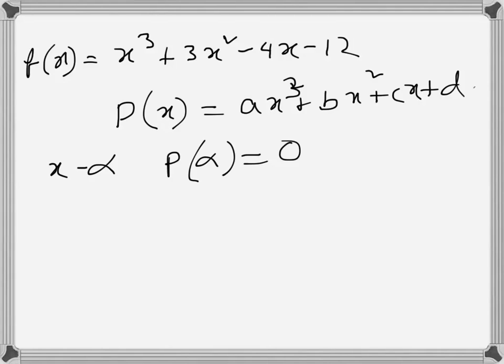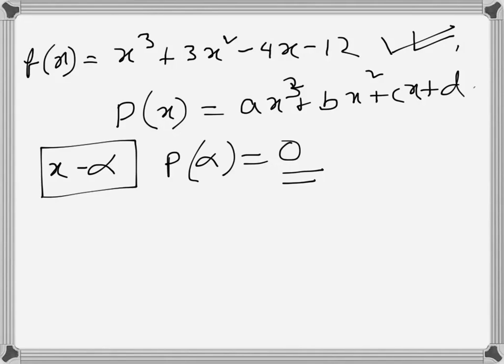So the remainder theorem is like if it doesn't divide, p(alpha) will give the remainder. It will be a non-zero constant, and that will be the remainder. But when p(alpha) is 0, that means this one is a factor, and that's called factor theorem. So we will factorize this one using factor theorem.